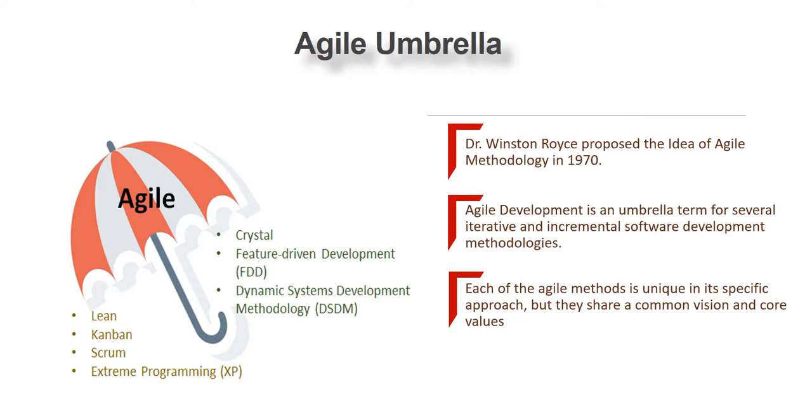So if you see on the left hand side of the screen, there is Lean, there is Kanban, there is Scrum, there is Extreme Programming, we have Crystal, Feature Driven Development, Dynamic System Development Methodology. Among all of these frameworks, Scrum is the most prominent framework that gets adopted in our IT industry. Around 70 to 75% of the IT organizations are using pure Scrum. Another 10 to 15% are using hybrid Scrum.